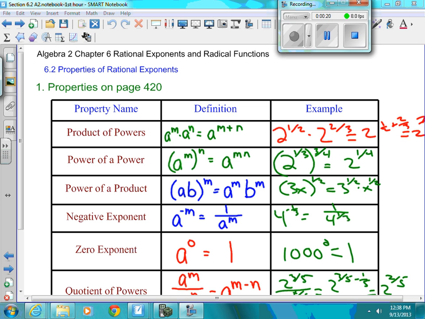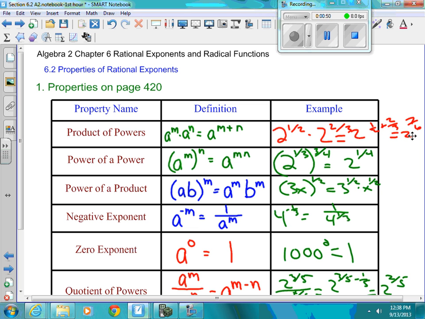So in order to simplify radical expressions, we need some properties of powers. We've seen these properties before. They were always integer exponents. This time we're going to deal with rational exponents, which means they could be fractions or decimals. Product of powers: a to the m times a to the n equals a to the m plus n. My example is 2 to the 1/2 times 2 to the 2/3 equals 2 to the 1/2 plus 2/3, or 2 to the 7/6.